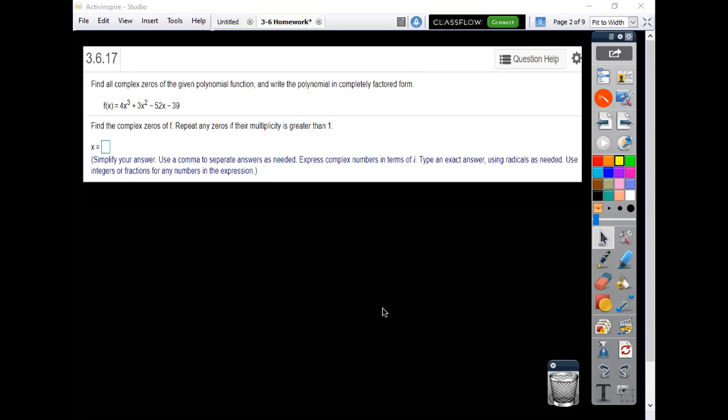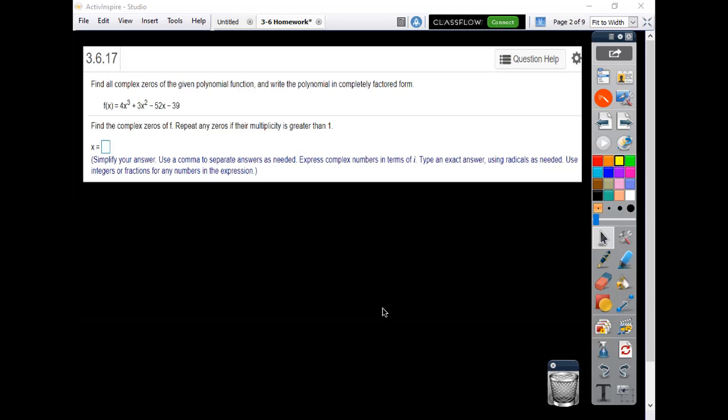example, to find what it would be with the complex part, with the square root of the negative number in there. And then we're supposed to simplify it, use a comma to separate them, in terms of i when we enter our answer. So the first thing is, if you wanted to use the old-fashioned method called the rational root theorem, where you take all the factors of negative 39, that would be 3 and 13 and 1 and 39, and you have to use all of those.